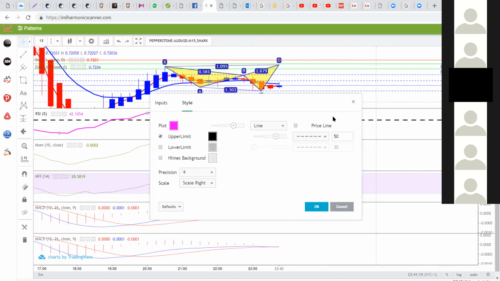Can I repeat myself? I'm going to check this upper limit, uncheck these two, lower limit and H lines background. Please take note. I'm going to change this upper limit color to black. This is magenta. Then I'm changing this to 50. Please take note. If you can snap this, please snap right now, so that you can do this to yourself. I don't want you to forget that.